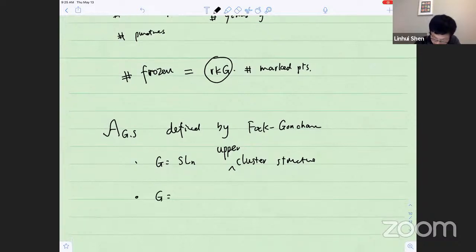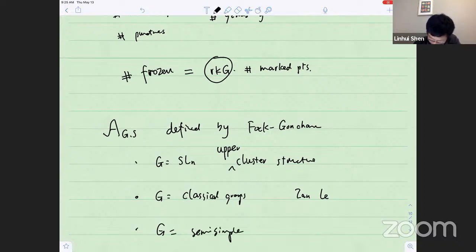And so when G is a classical group, this is some work of Yan Li. He also introduced a cluster structure for this A space. And then our construction actually works for any semi-simple group. Again, this is the work of Goncharov and myself.